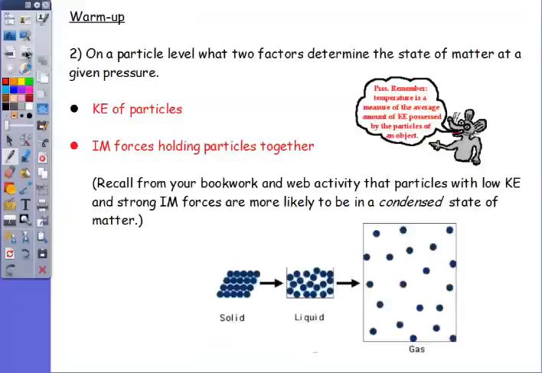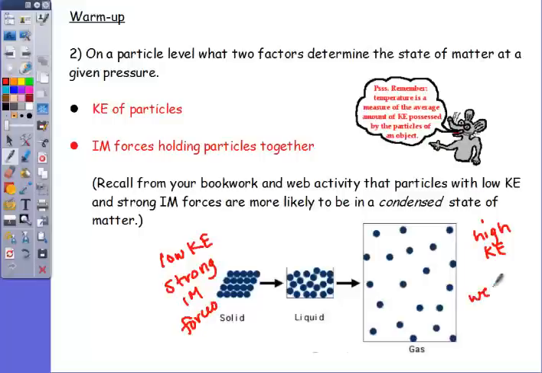The second thing I asked you to do was to talk about those factors that determine a state of matter for a given pressure: kinetic energy and the intermolecular forces holding those particles together. Remember that solids typically have low kinetic energy with strong intermolecular forces. Solids and liquids are both what we call condensed states of matter. On the other side of the spectrum, we have high kinetic energy for our gases and very weak, we assume non-existent, intermolecular forces.